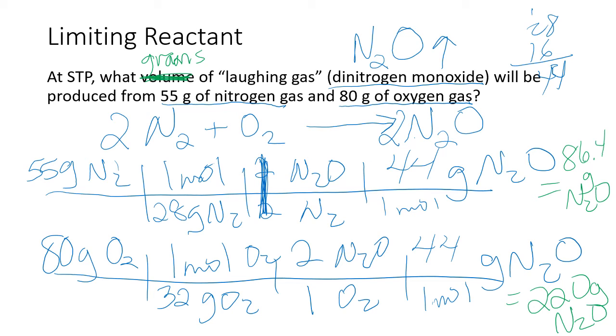So in the end, what we've discovered for which one is the limiting reactant ends up being my nitrogen, because it makes a smaller amount of product than my oxygen. So once I've made 86.4 grams of my laughing gas, guess what? I have no more nitrogen to react with anything. So it's completely gone. Can't react anymore because I don't have any more nitrogen. So nitrogen is my limiting reactant, because it made the smaller amount.